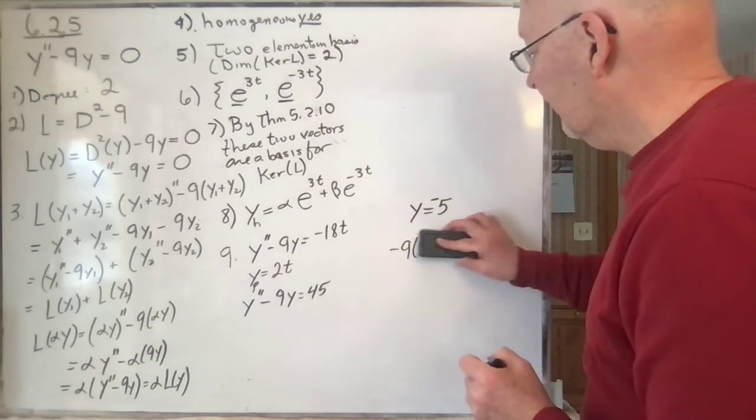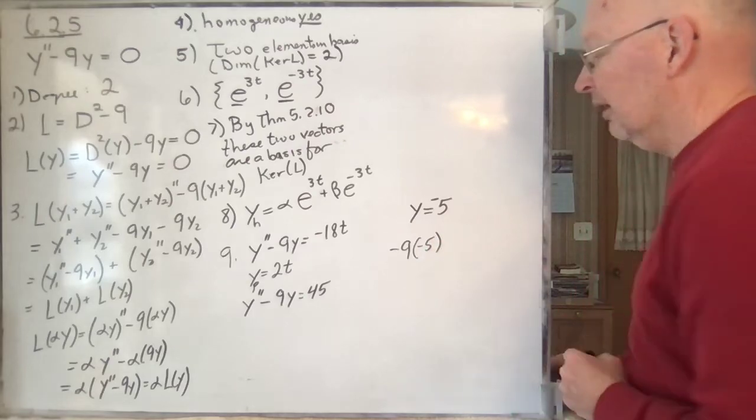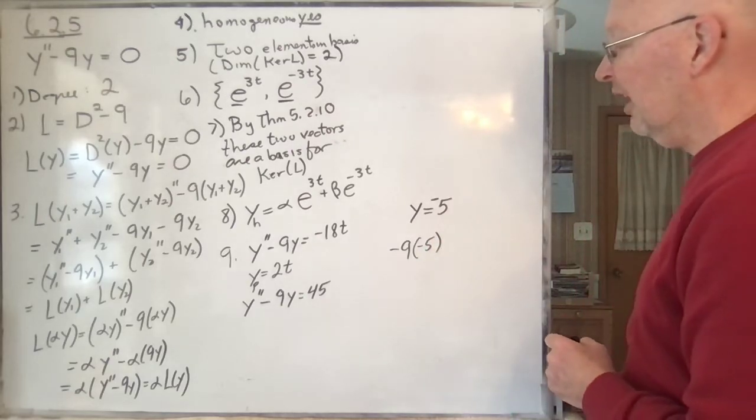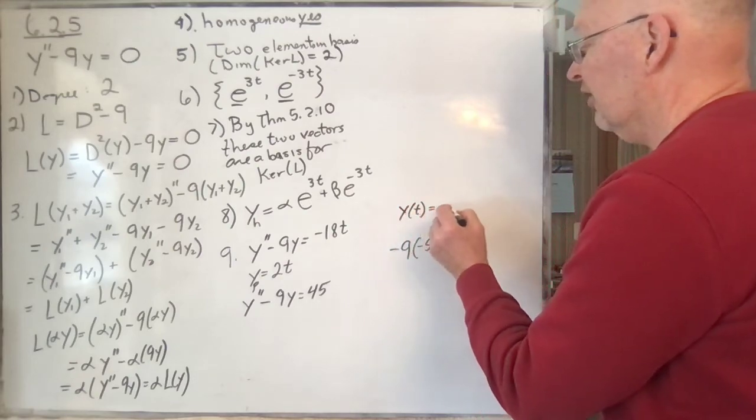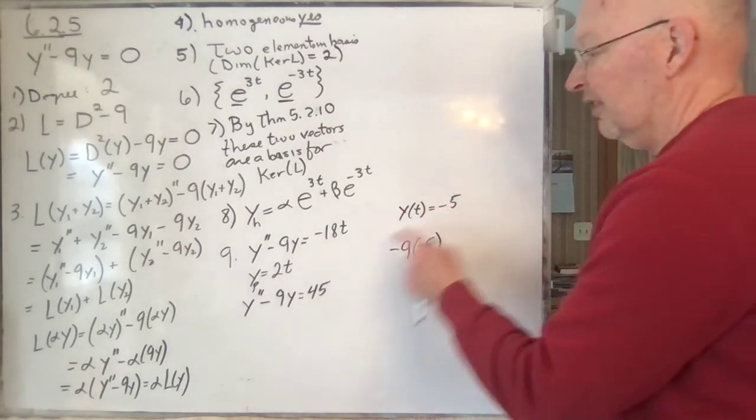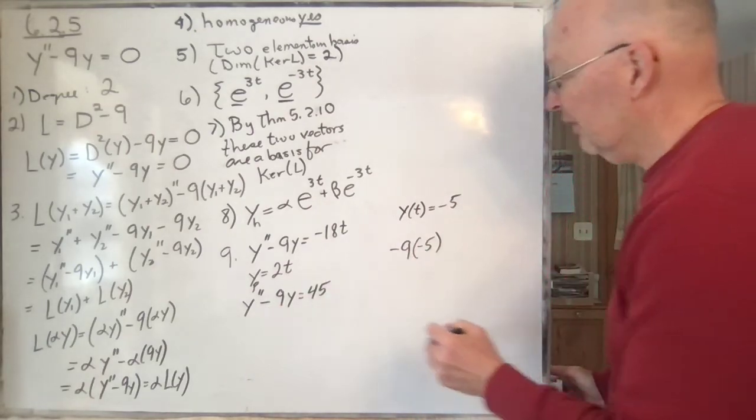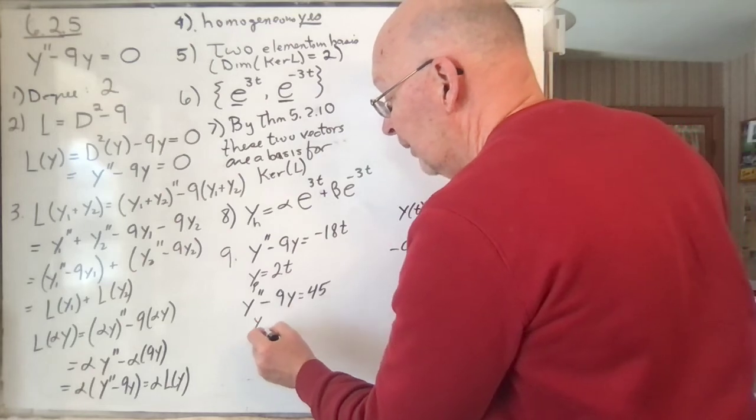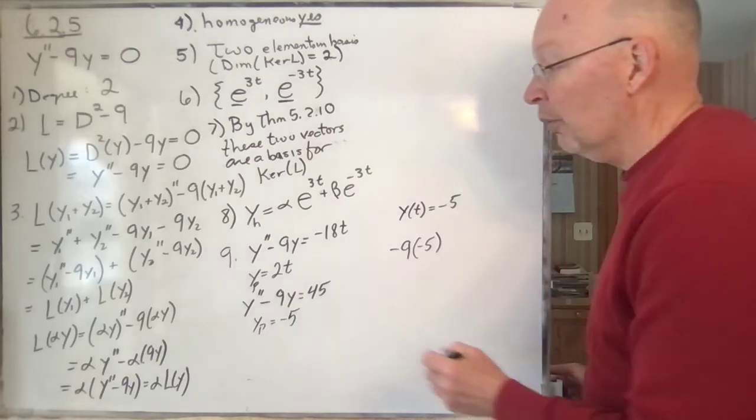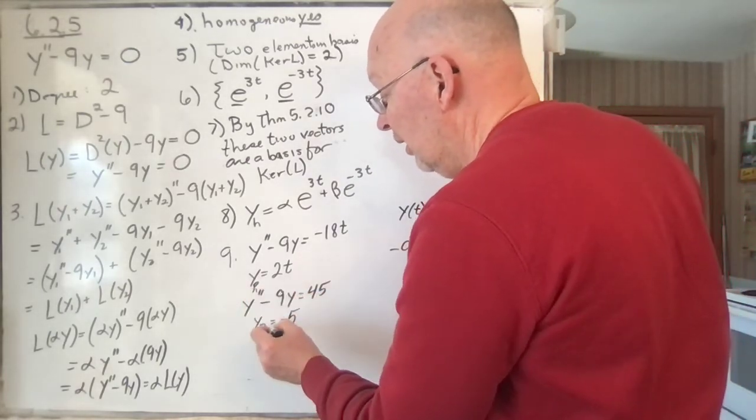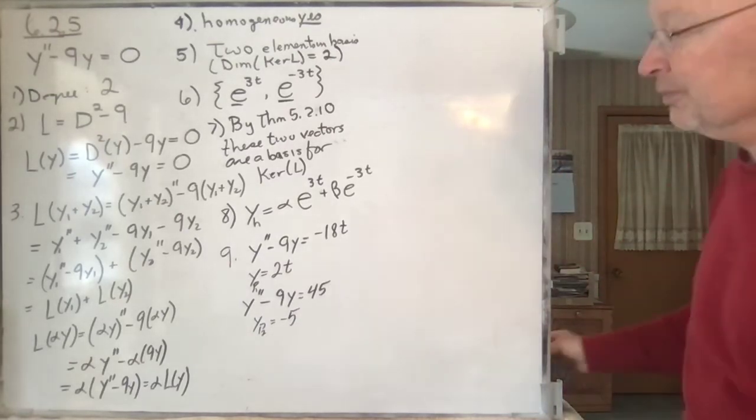I made that mistake on purpose. I don't make all mistakes in life on purpose, but that one I did. If y of t is just the constant negative 5, when I take the second derivative, I get 0. I take negative 9 times negative 5, and sure enough, I get 45. So y sub p is equal to negative 5. Now that I have several y sub p's, let's call this one p1 and this one p2. There's the particular solution to that one.